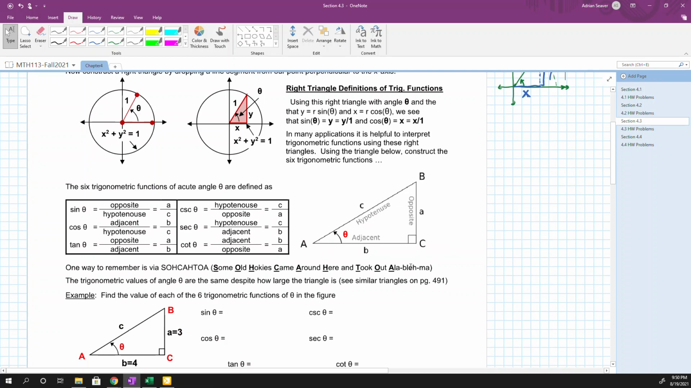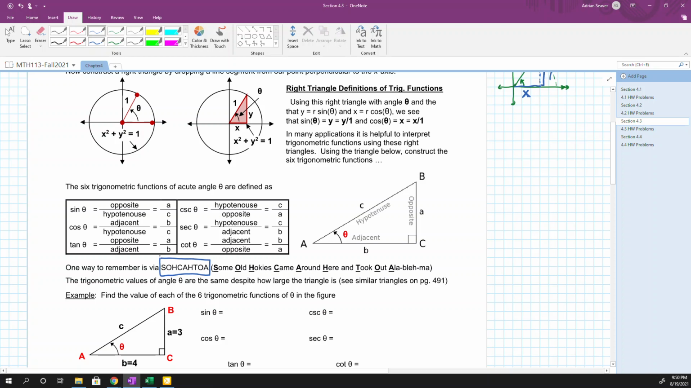And then tangent is opposite over adjacent, which makes sense, right? Because we said last time tangent is sine over cosine, and that's the way it works out again here. So probably the easiest way to remember these ratios for sine, cosine, and tangent is through the term SOHCAHTOA.